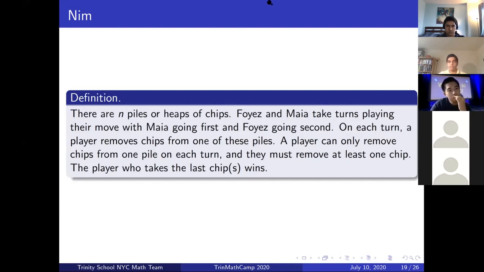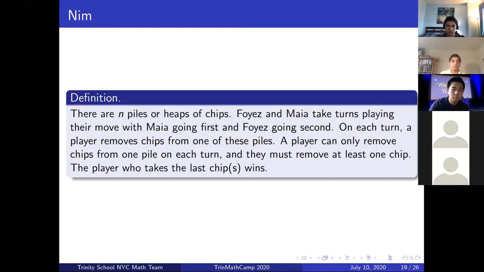And so you can think about these as tokens, chips, beans, whatever it is, just n piles of chips. And that's what we will use. We say that Foyez and Maia take turns playing their move, with Maia going first and Foyez going second. And on each turn, a player removes chips from one of these piles.